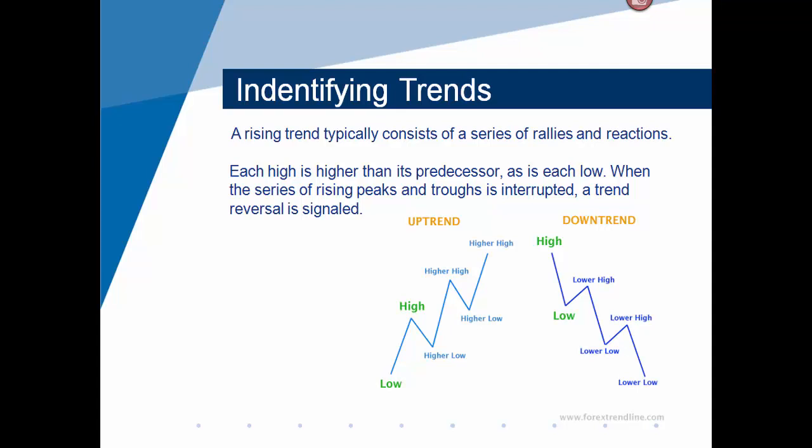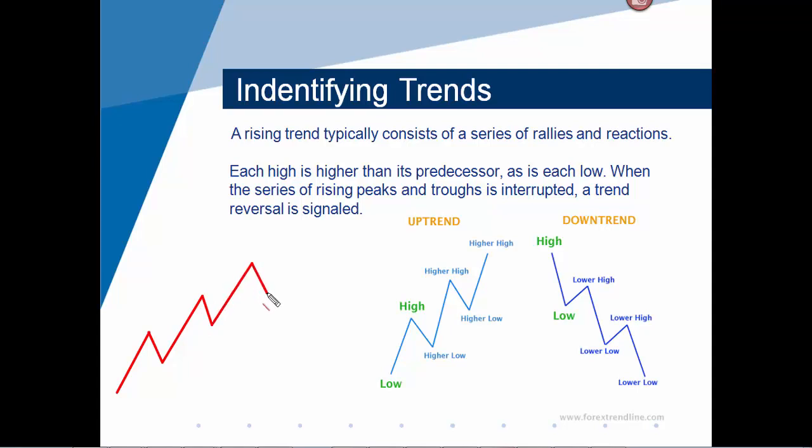Now, a trend consists typically of a series of higher highs and higher lows. And in a downtrend, we're looking at a series of lower highs and lower lows. So as the market rallies, that's a rally, that's a pullback. That's a rally, that's a pullback. So technically, to identify a trend, what we're looking for is a series of higher highs and higher lows. So this actually represents an uptrend.